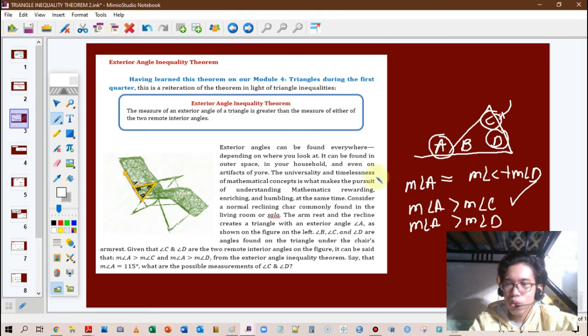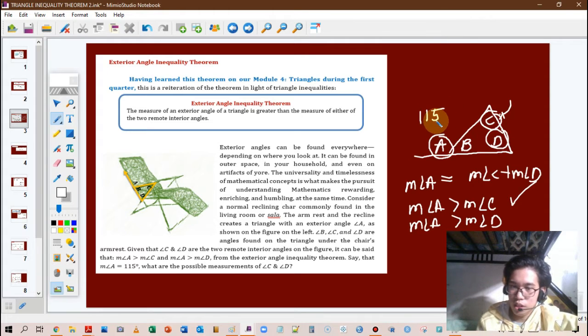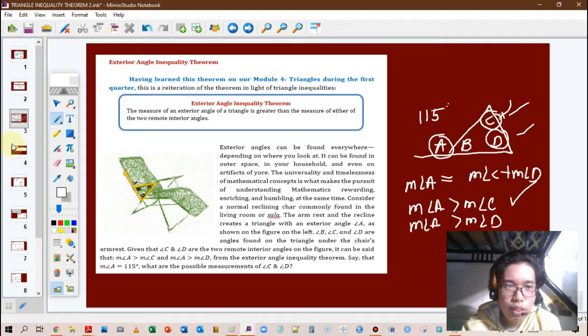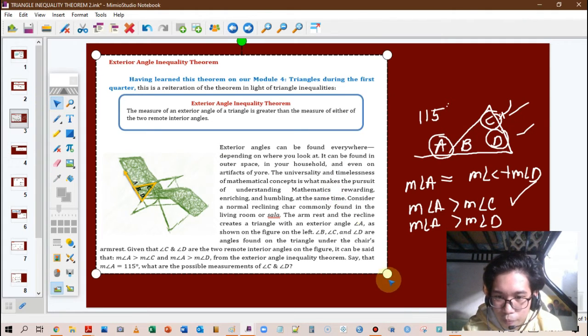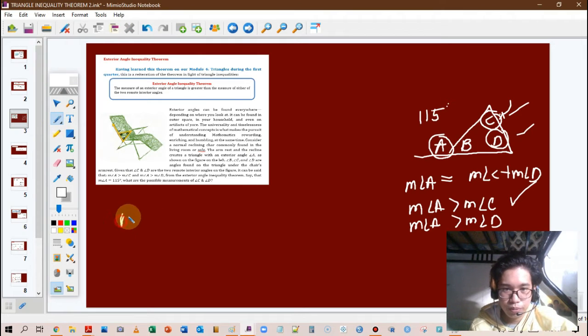But let's try to create a problem. Let's say, for example, the measurement of angle A is equal to 115 degrees. What are the possible measurements of angle C and angle D for this problem? Solving this problem, we know that the measurement of angle A is equal to 115 degrees.